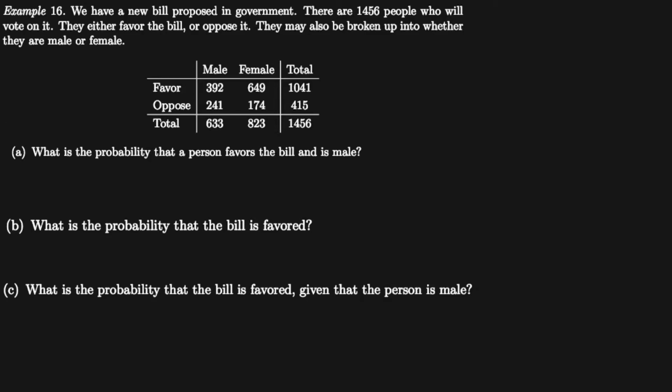1,456. So this would be 392 over 1,456, which is equal to 0.269. Part B is asking, what is the probability that the bill is just favored in general?